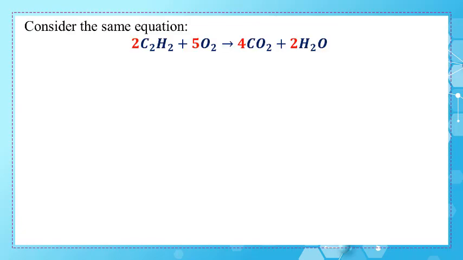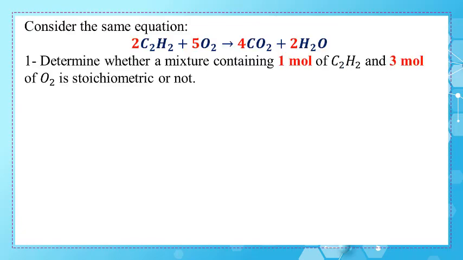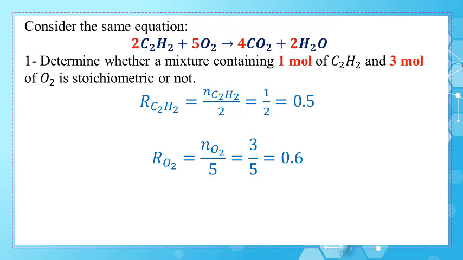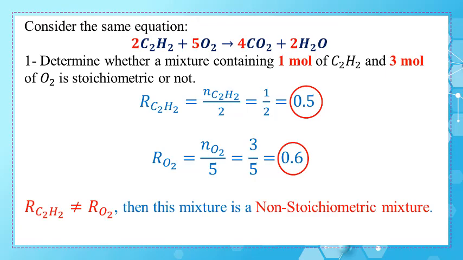Let us consider the same example but a new mixture. We want to determine whether a mixture containing 1 mole of C2H2 and 3 moles of O2 is stoichiometric or not. Ratio of C2H2 equals number of moles of C2H2 over 2 equals 1 over 2 equals 0.5. Ratio of O2 equals number of moles of O2 over 5, 3 over 5 equals 0.6. We notice that the ratios are different, so this mixture is non-stoichiometric mixture.